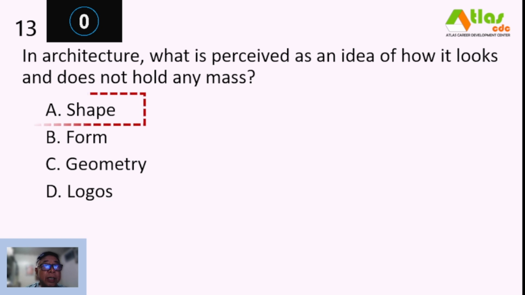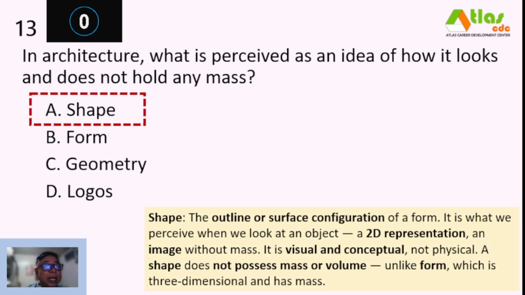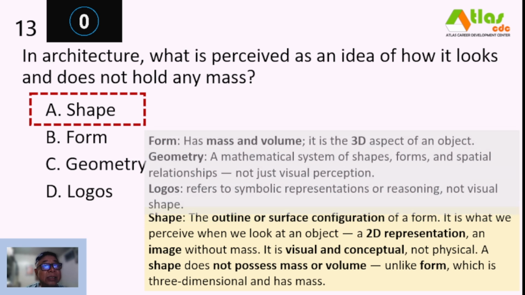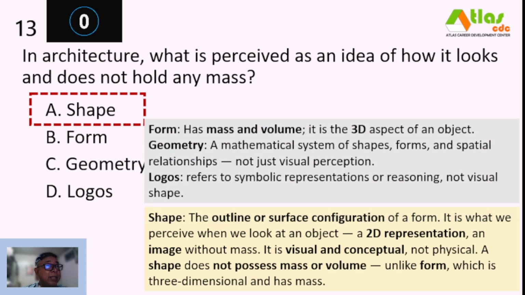And our correct answer is letter A, shape. So shape is the outline or surface configuration of a form. It is what we perceive when we look at an object, a 2D representation, an image without mass. It is visual and conceptual, not physical. A shape does not possess mass or volume, unlike form, which is three-dimensional and has mass. Form has mass and volume. It is the 3D aspect of an object. Geometry is a mathematical system of shapes, forms, and spatial relationships, not just visual perception. And logos refers to symbolic representations or reasoning, not visual shape.